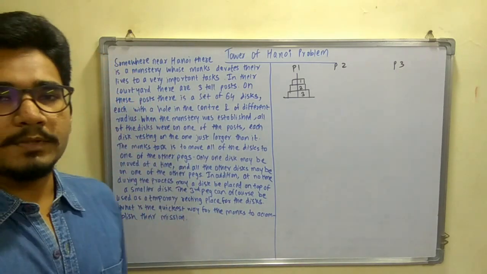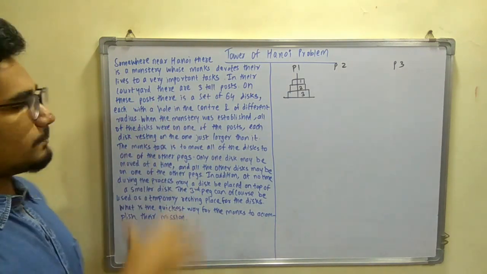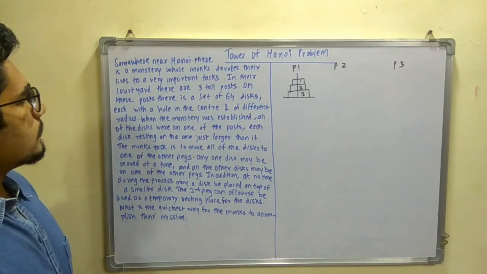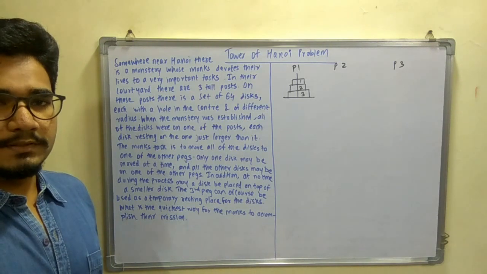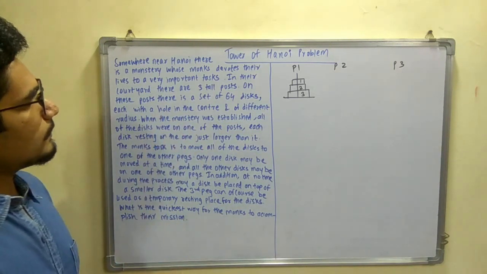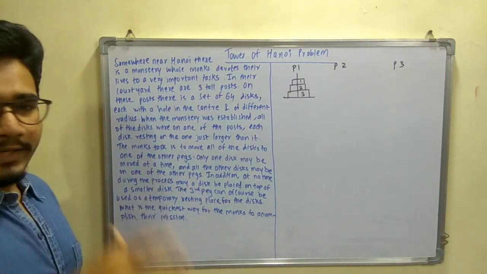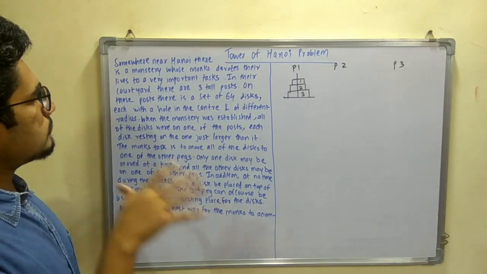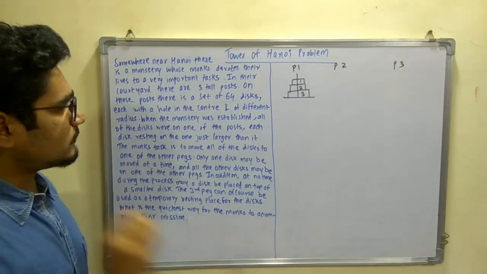So this is the Tower of Hanoi problem that starts. The problem reads like this: somewhere near Hanoi. Hanoi is a place in Vietnam, the capital city of Vietnam, but just forget about that. Somewhere near Hanoi, there is a monastery whose monks devote their lives to a very important task. Now let us see what this task actually is.